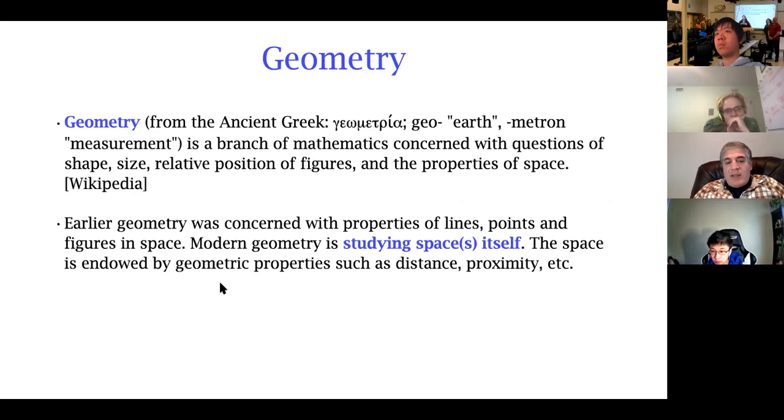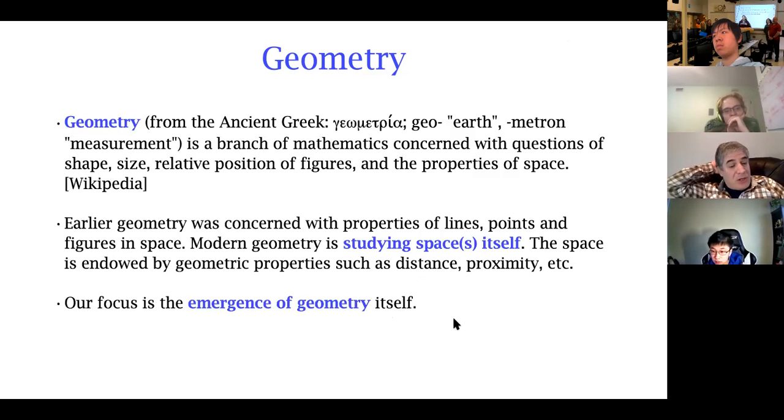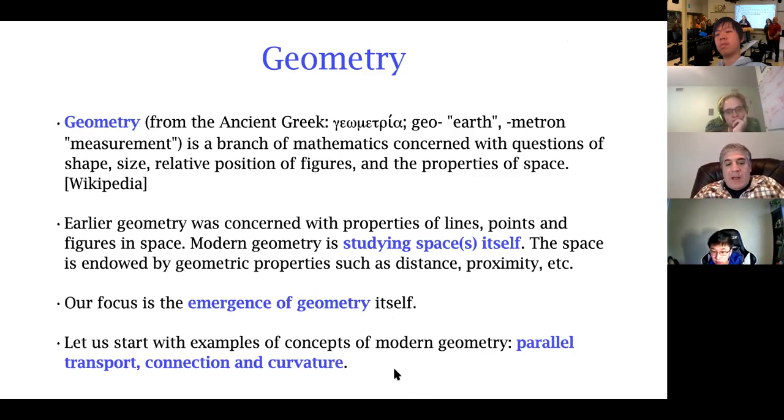So the space is endowed by geometric properties such as distance, proximity, and people study various relationships between those properties and prove various results concerning those relationships. So our focus here will be the emergence of geometry itself. So when we have something which does not have geometry, but then geometry appears as a result of physics. So that's the idea.